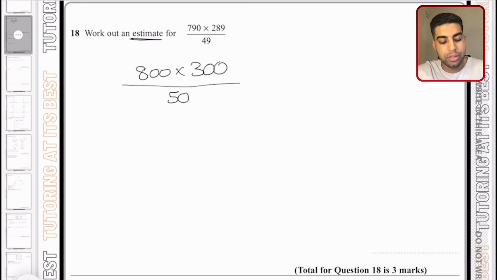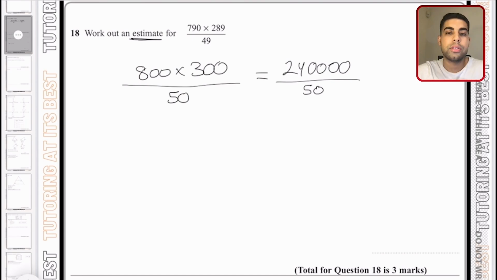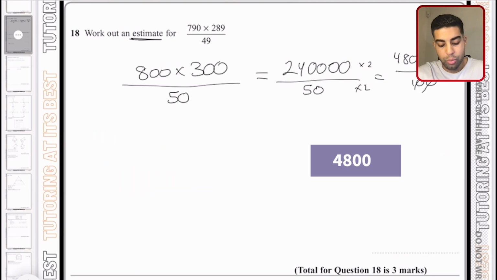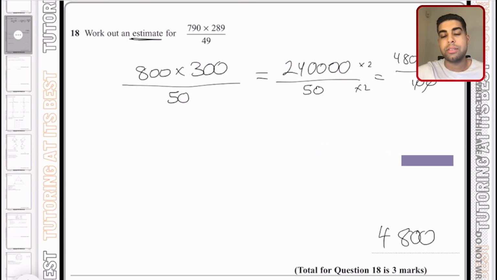So we know that 8 times 3 is 24. I'm then going to go ahead and add the 4 zeros, and then I'm going to divide this by 50. So what I'm going to do here to make things easier is double both numbers. So I'm going to times the top and the bottom by 2, which gives me 480,000 divided by 100. And again, I'm going to cross out 2 zeros as I've done there, and I'm left with 4,800. So my answer will be 4,800.